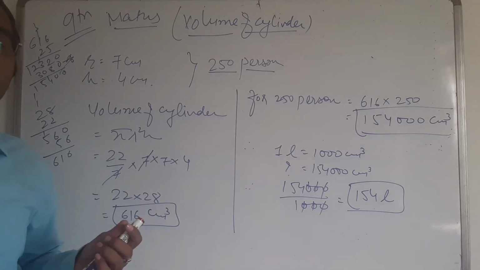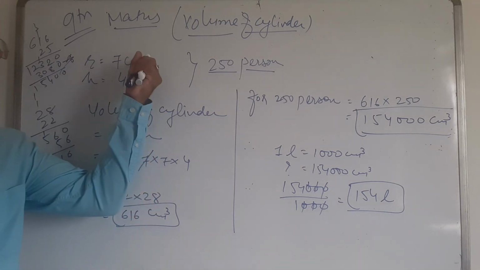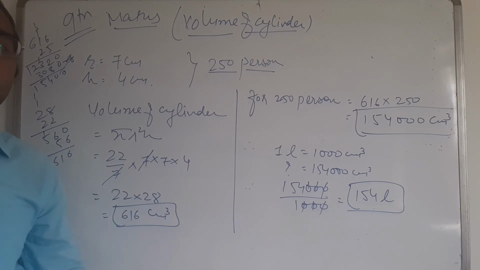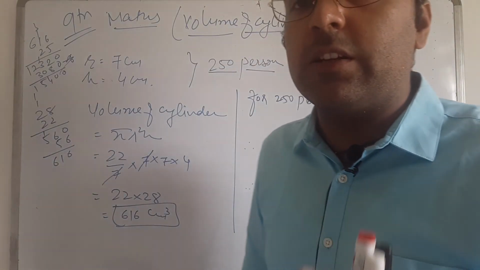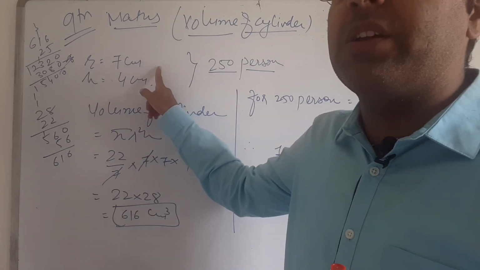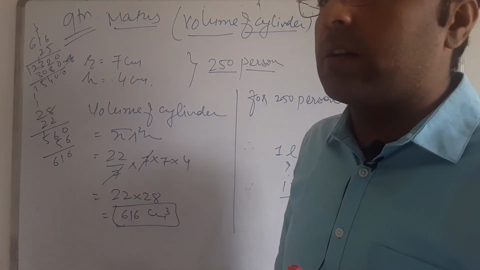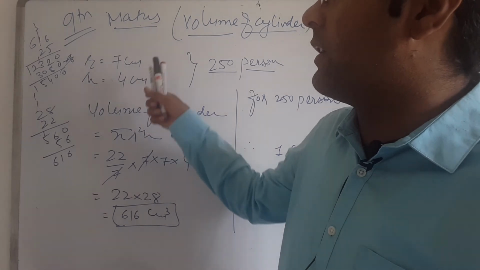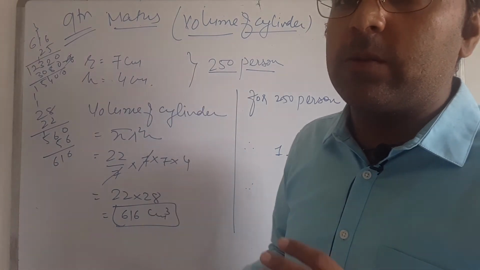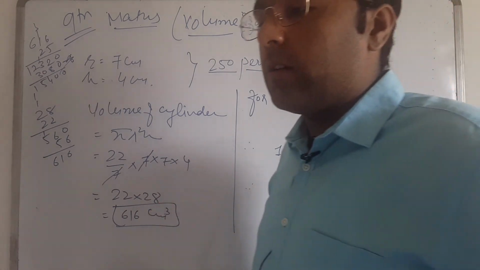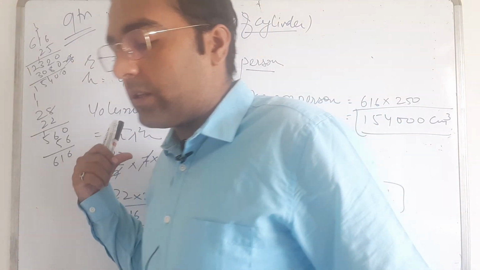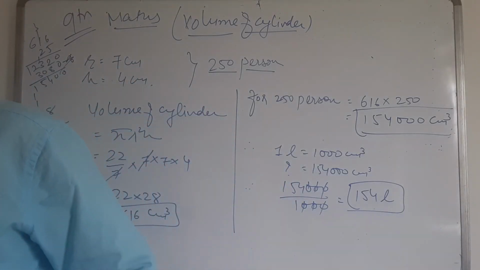I changed this question. I'm taking radius as 7 centimeter because the same question is given in the textbook, but there the diameter is given as 7 centimeter. Now I am taking radius as 7 centimeter. So there are some changes between that question and this question.